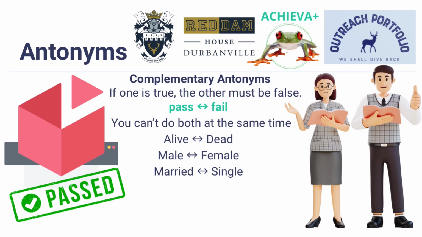Complementary antonyms. If one is true, the other must be false. For example, pass versus fail. You can't do both at the same time. You can be alive or dead. Male versus female. Married or single. But you cannot be any of these things at the same time.